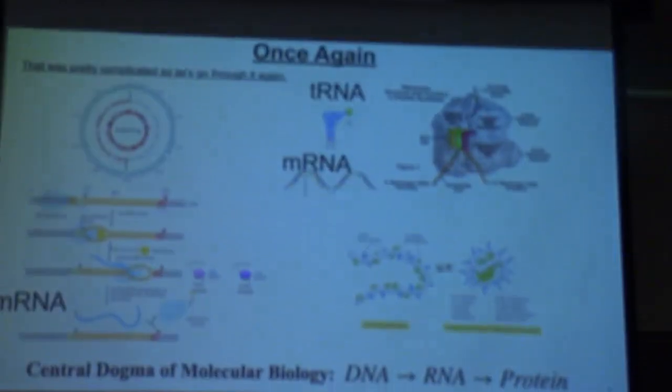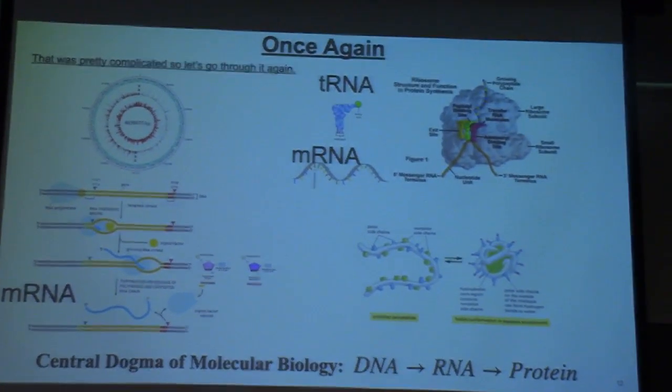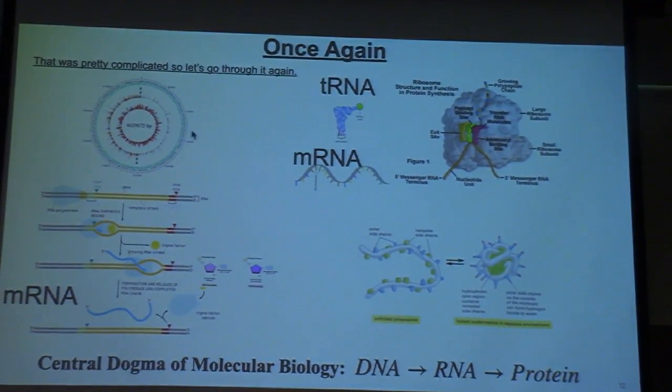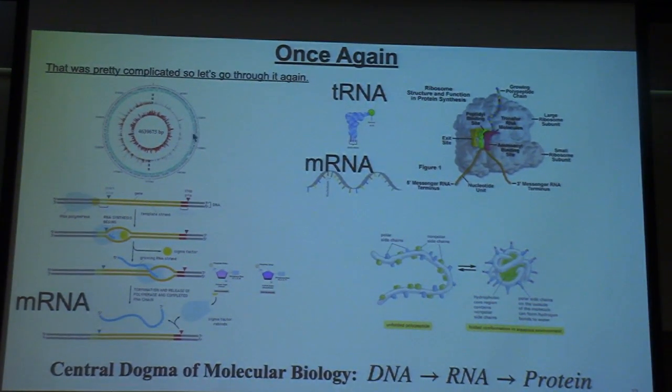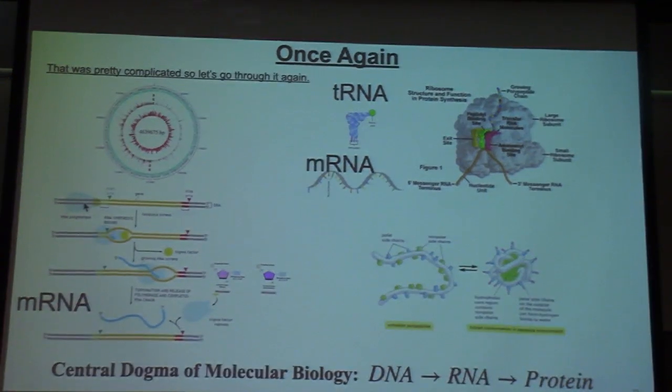Okay, so as I said, that was pretty complicated. So let's just go through it once more. We start out with the E. coli DNA. You go in and settle on a particular piece that corresponds to a genome that's recognized by a set of things that indicate this is the beginning of a particular kind of genome.